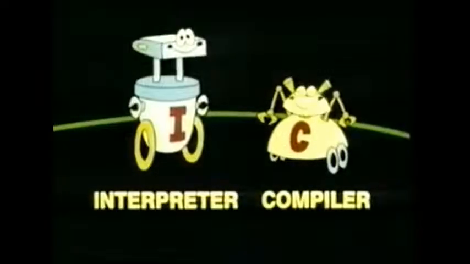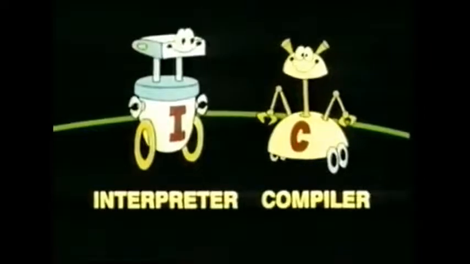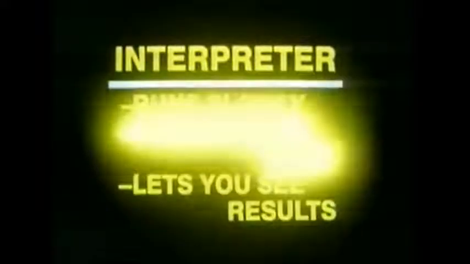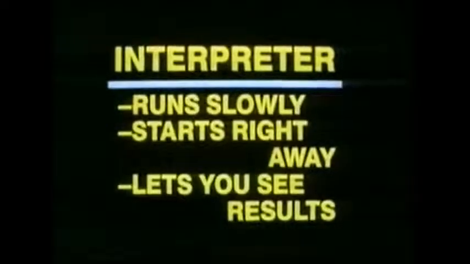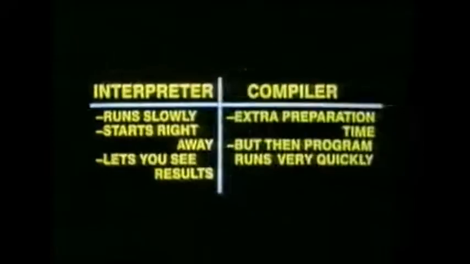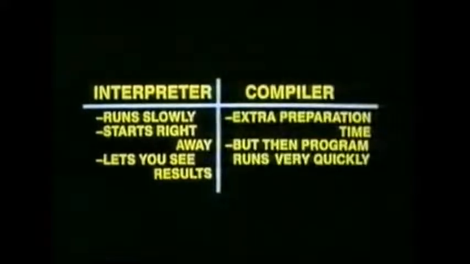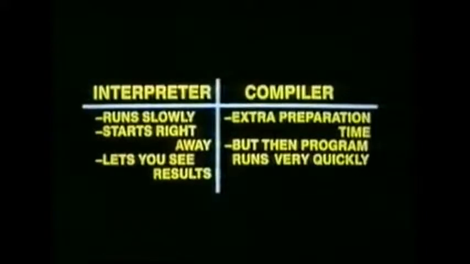This analogy comes very close to the way the interpreter and compiler translator programs actually work with computers. An interpreter runs slowly, starts right away, and lets you see how things are going. Whereas a compiler takes extra preparation time before your program can run, but then lets it run very quickly and efficiently. To help you remember the difference between an interpreter and a compiler, look at the words themselves.